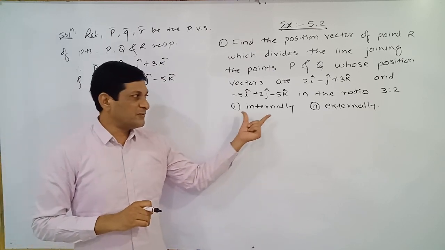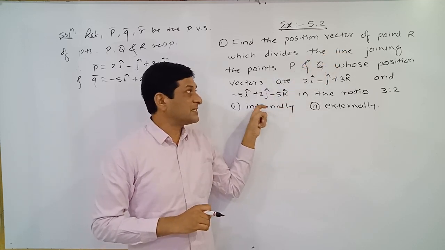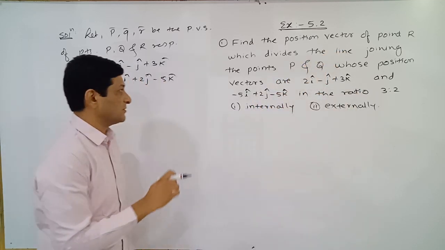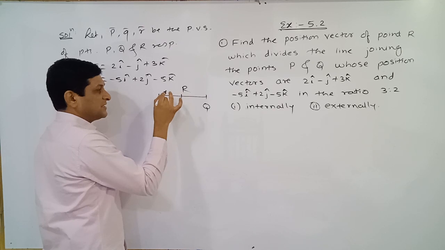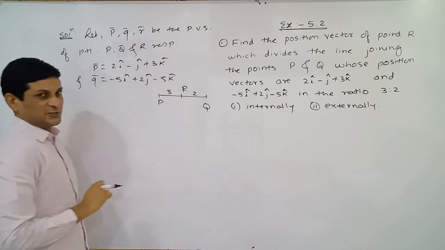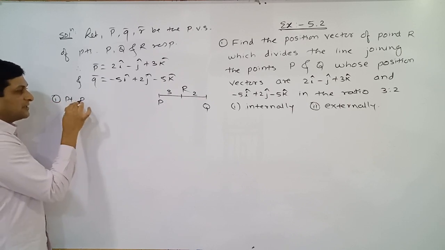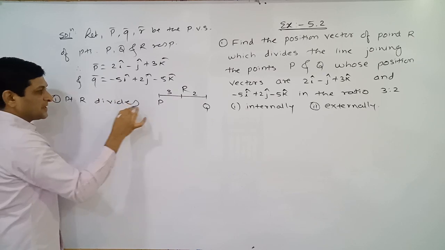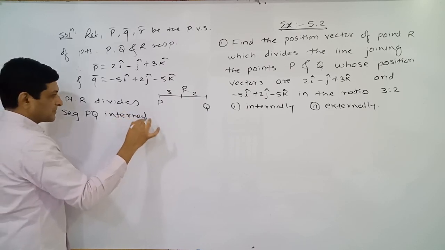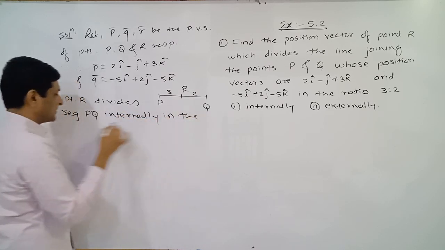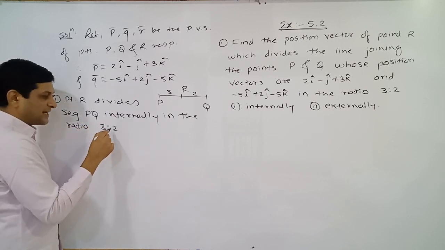Now let us solve our first example. We have to find the position vector of point R which divides segment PQ internally in the ratio 3:2. So here one segment PQ is given to us and point R divides it internally in the ratio 3:2. Let us solve the first part. So point R divides segment PQ internally in the ratio 3:2.